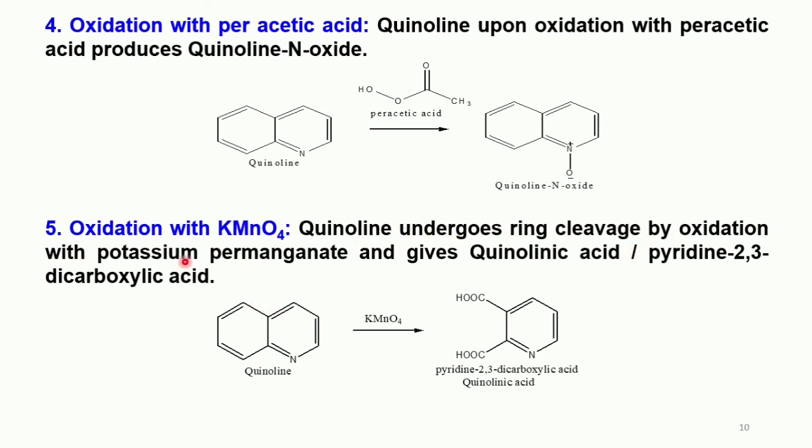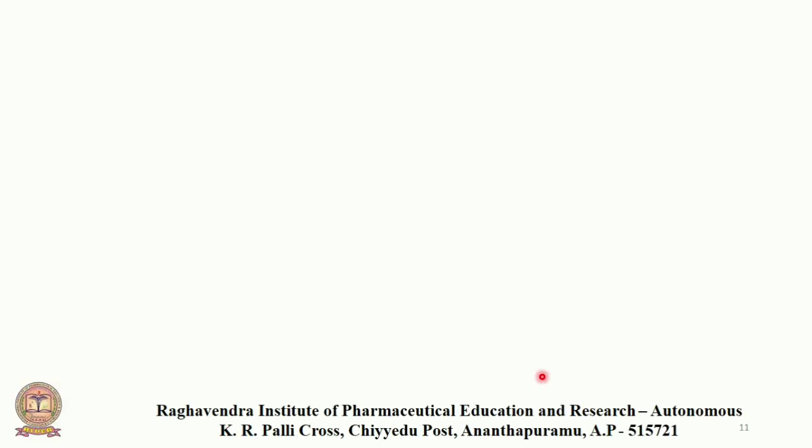In the presence of potassium permanganate it undergoes oxidation, giving quinolinic acid, or we can call it pyridine 2,3-dicarboxylic acid. So ring cleavage happens at this position and gives pyridine 2,3-dicarboxylic acid in the presence of potassium permanganate.